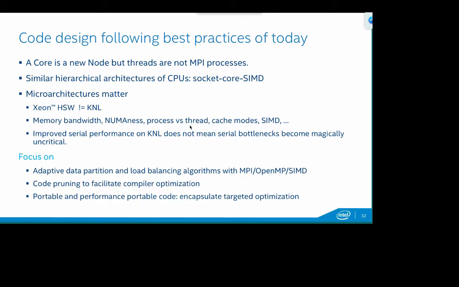And of course, while working on this code design, we do everything we can to make sure that good programming practices are followed, and that we don't be sloppy about that. It also helps the people who are going to use your code immensely. And definitely make portable and performance portable code, and try to encapsulate the targeted optimization as much as it can, meaning you identify some routine that really needs specialization on architecture.